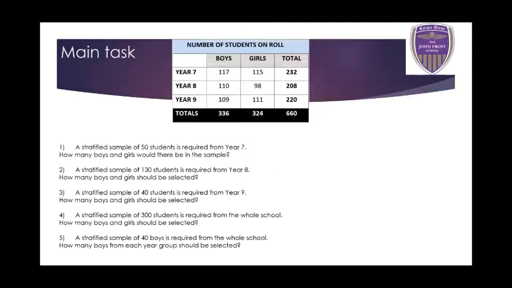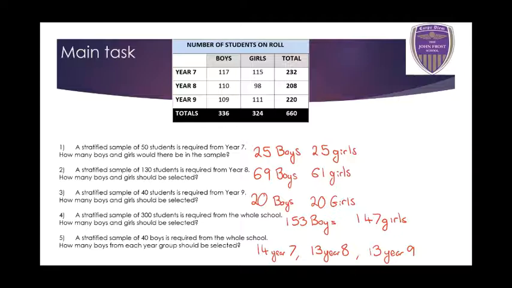Okay, and here are the answers. Very well done if you got them all right. And if you got any wrong, hopefully the first step you should have done to check your answers were right, to make sure both the numbers add up to your stratified sample size. Okay, so well done if you got those right, and let's have a look at the checking question now.